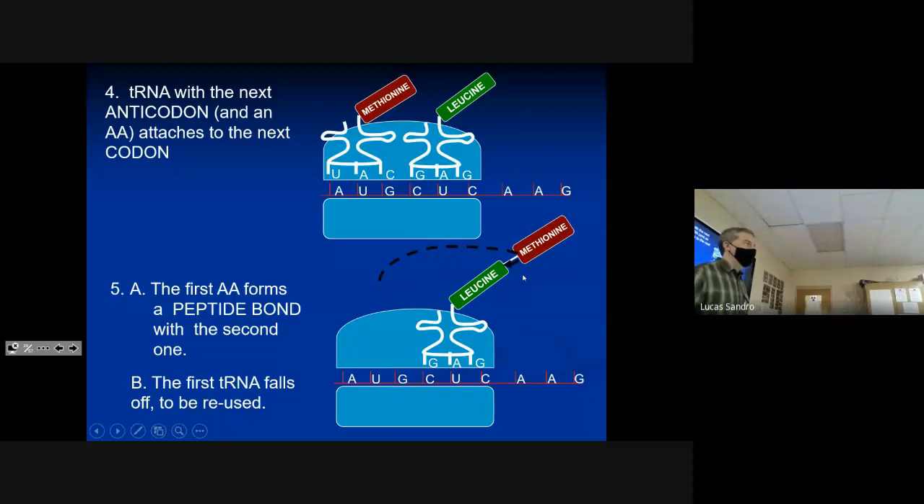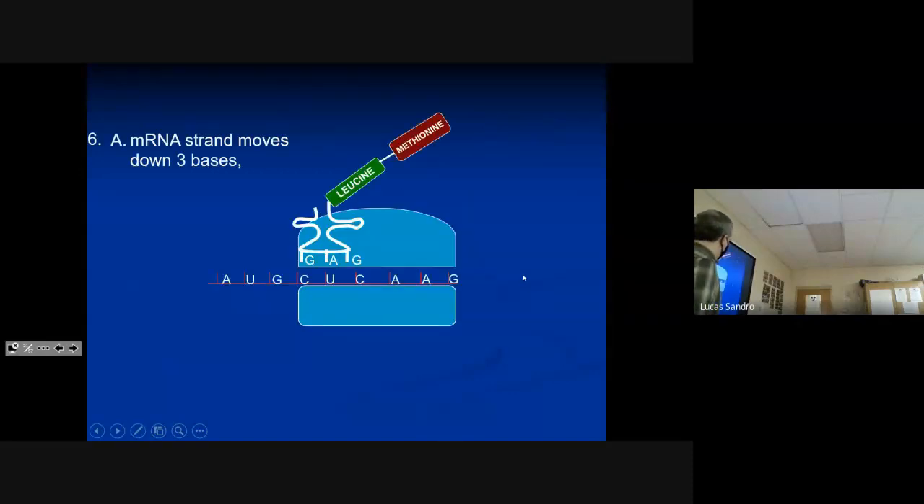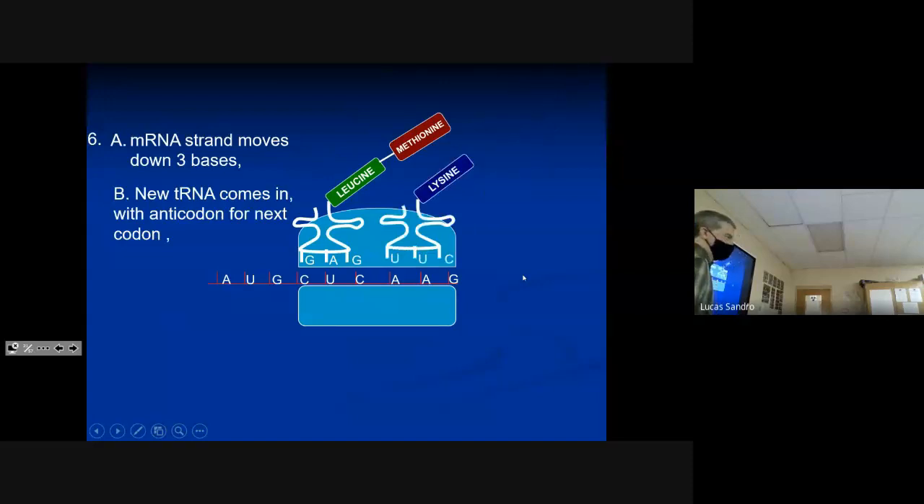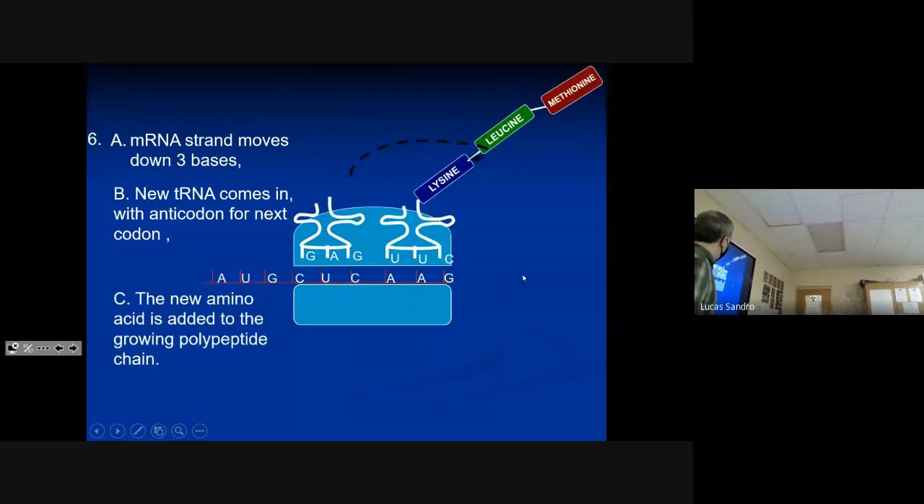Okay. Ready? Understand that this pushed my PowerPoint skills to the limit, making something animated like this. But here's how it goes. Don't draw it yet. The string moves down 3 bases. In comes the next one, which happens to be carrying lysine. And then the whole mess, the 2 we've strung together with the peptide bond, they get stuck onto the end of that one, and the old tRNA falls off.